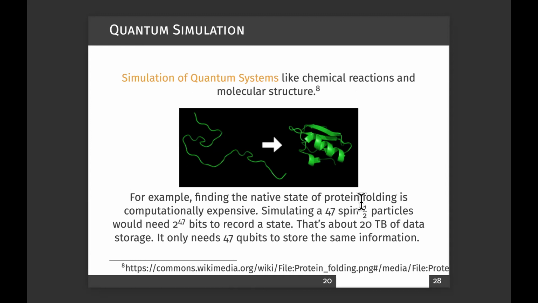But if you have a quantum computer, then you only need 47 logical qubits to store the same information. Creating a logical qubit is very hard, but let's not go into that. The thing is, you only need 47 qubits to store the same information. So as you can see, 2 to the 47 versus 47, that's a logarithmic speed up in terms of space needed.